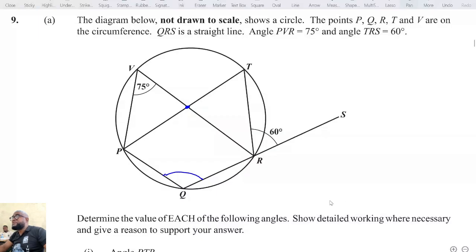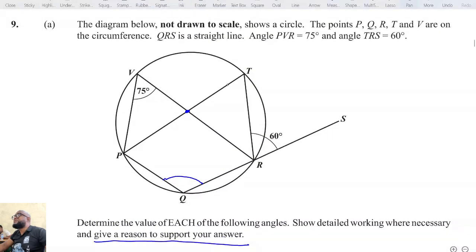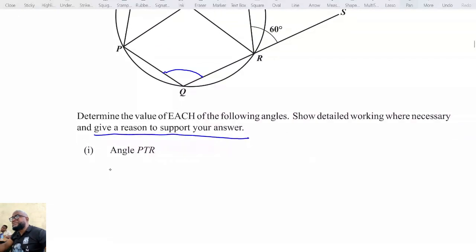They said determine the value of each of the following angles, show detailed workings when necessary, and give a reason to support your answer. So we go for PTR. What's PTR? 75. Why? What's the theorem? Angles in the same segment are equal. So this is equal to 75 degrees.